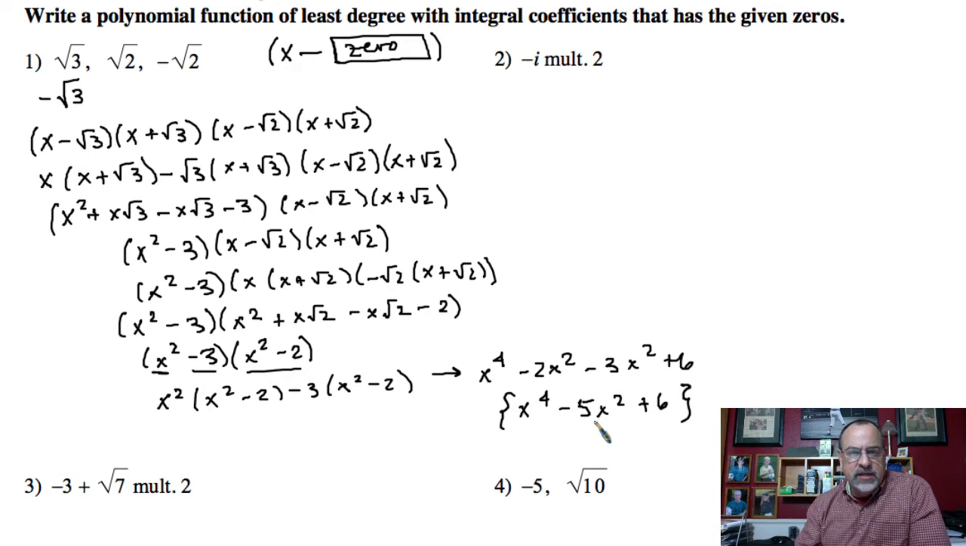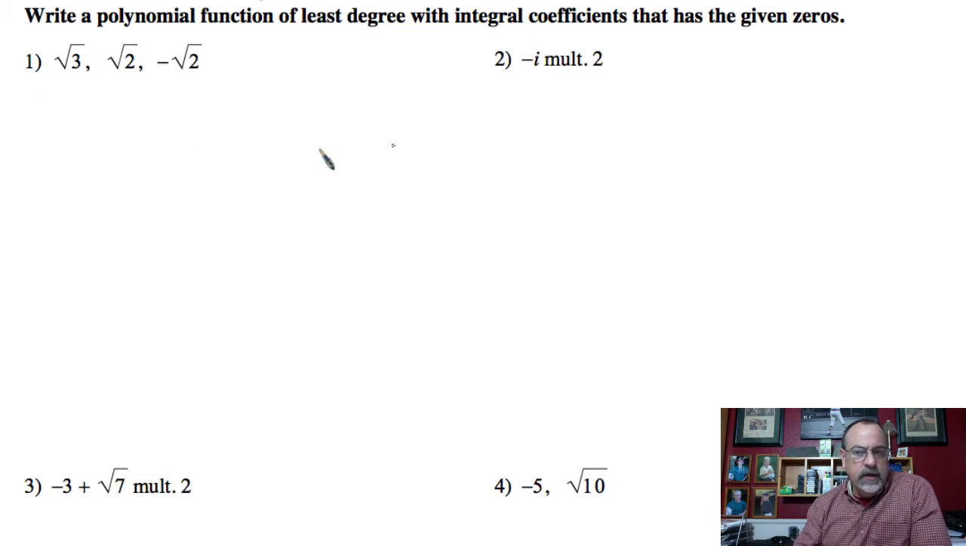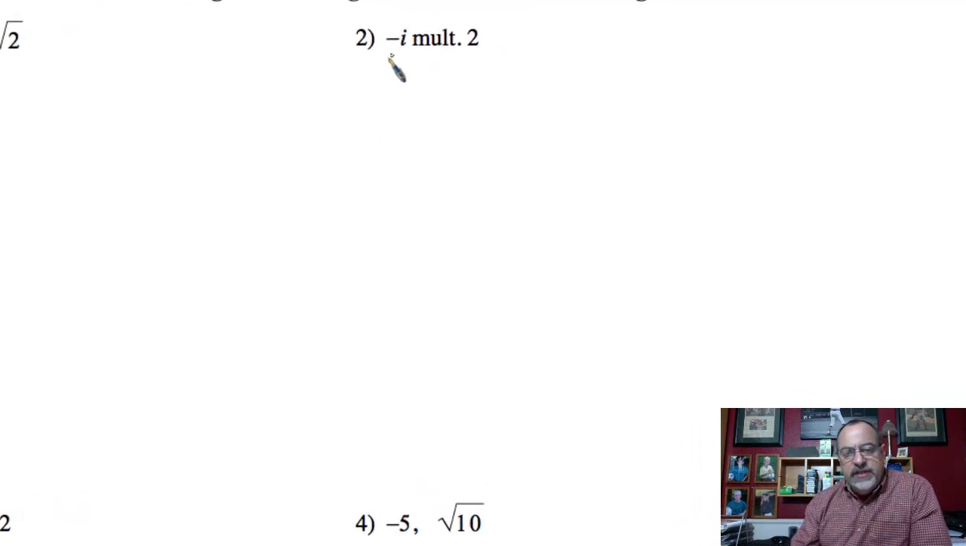All right, let's take a look at number 2 because it has something interesting going on with a multiplicity of 2. Again, as we look at this, we see that negative i is a 0, and it says that it has a multiplicity of 2. So if you remember, what does that mean? That means negative i is used twice. So not only is negative i a 0, it's used twice.